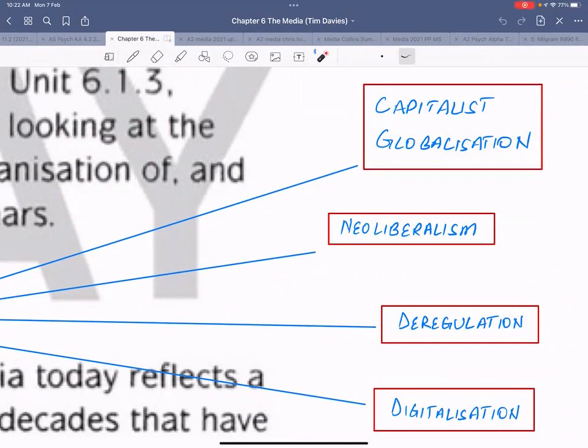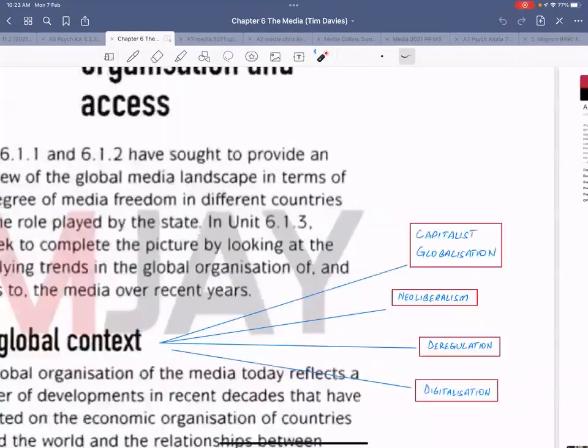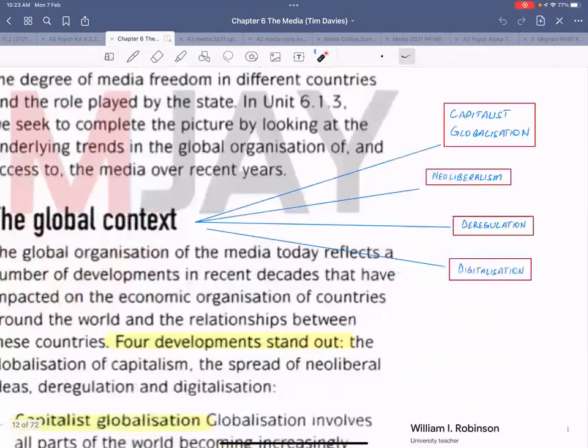So, to start off with, capitalist globalization. The second one is, like I said, neoliberalism. The third one is deregulation. And the fourth one is digitalization. One, two, three, and four, right? These four have to be taken into account. These are the four that we'll be discussing.